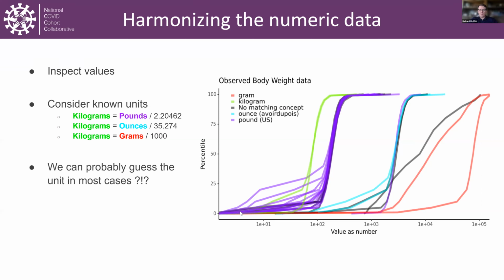So if we focus in on this one black line that's hard to see hiding in with these purples, maybe we can infer that since the distribution of the data from this site with an unknown unit matches the distribution of the sites that give us their weights in pounds, we can infer that this site is in fact giving us data in pounds, and we can just proceed that way. So based on these curves, usually it's pretty straightforward to do a color matching. We can probably guess the unit in most cases.